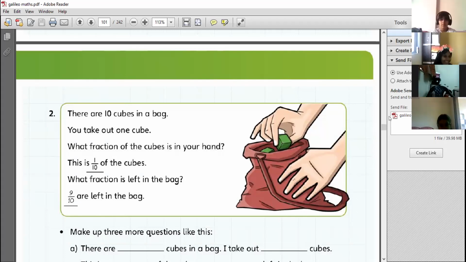Please, everyone, be prepared. Be ready with everything. Hardly will we get 40 minutes. Ma'am, I got everything. Yes, you should be. Ma'am, now I am preparing math for exams. Yes.